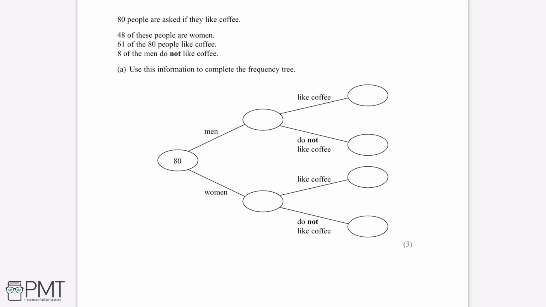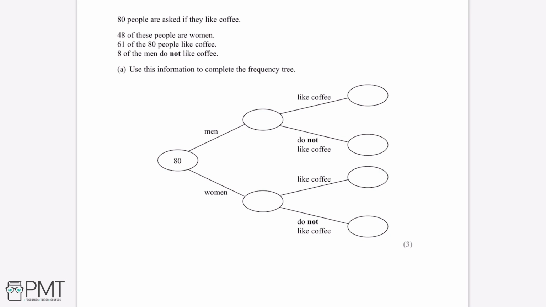"80 people are asked if they like coffee. 48 of these people are women, 61 of the 80 people like coffee, 8 of the men do not like coffee. Use this information to complete the frequency tree." So in this frequency tree, the total number of people is already filled in, which is 80. So now what we're going to want to do for this question is use the information we've been given to begin to fill out this frequency tree.